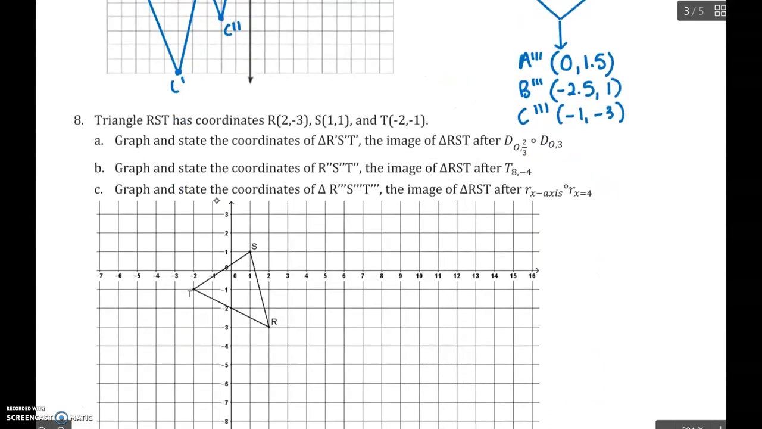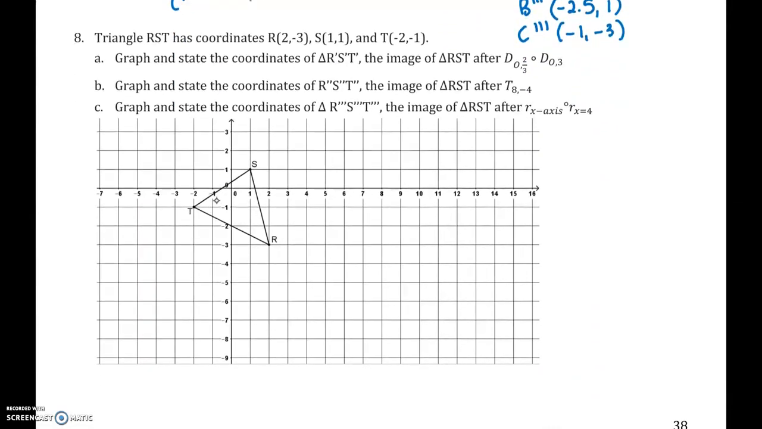Okay, as we go on to number 8, we have the triangle already graphed for us. Notice that in this one, part A, we're graphing and stating the coordinates of the image of triangle RST. And then for part B, we're also doing the image of triangle RST. And for part C, the same thing. That means that for each one of these, we're going back to the original triangle for our counts. So keep that in mind.